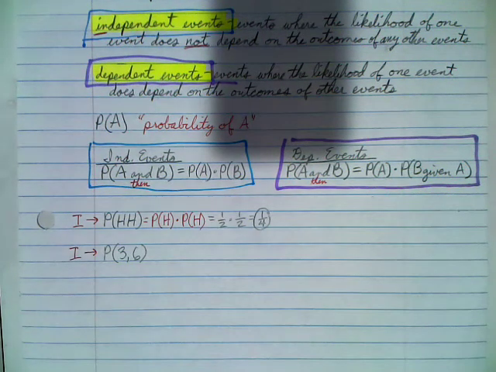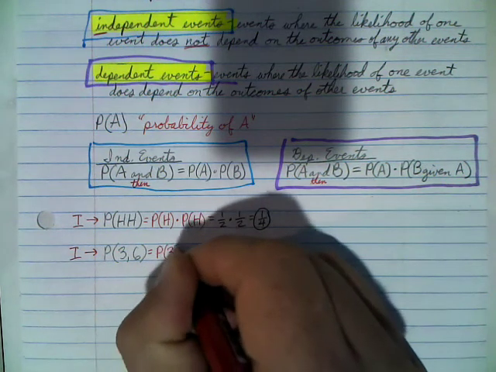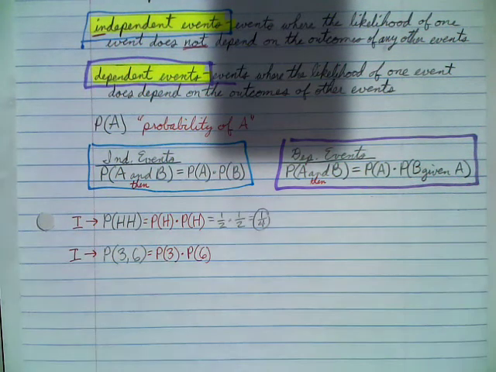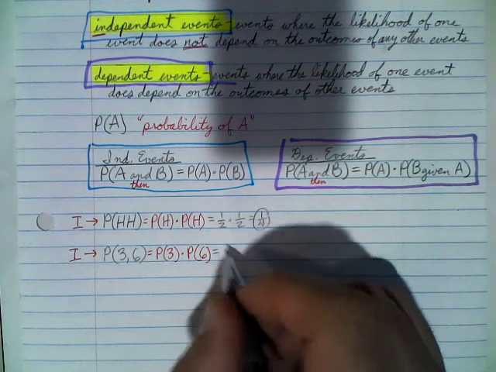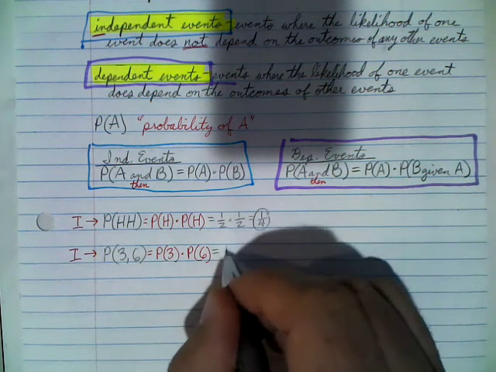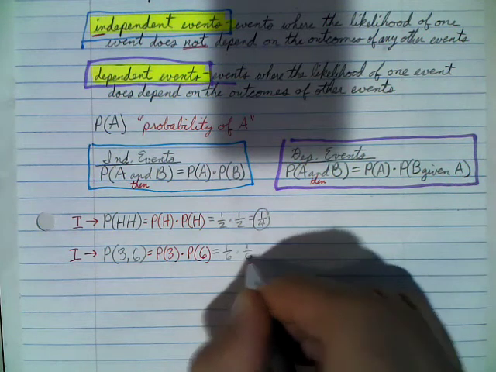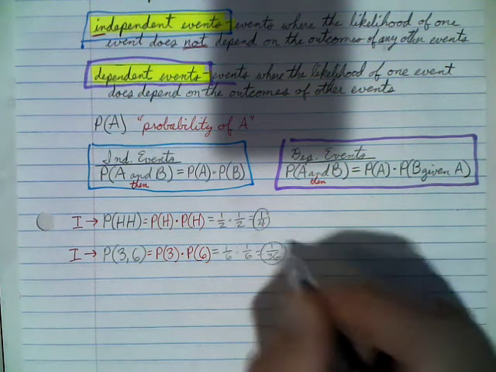So then this is going to be real simple, because it's just going to be the probability of getting a 3 on a die times the probability of getting a 6 on a die. So the probability of getting a 3 on one die and a 6 on another die, well, probability of 3 is 1/6. Probability of 6 is 1/6. So the combined probability is 1/36.